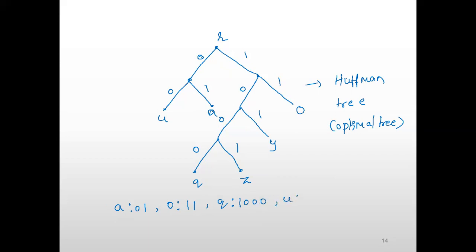And next we have U. U can be reached by starting with the root, 0, 0. So the code for U is 00. Next we have Y. Y can be reached from the root by 1, 0, 1. Hence the code for Y is 101. Finally we are left with Z. So how can we reach Z? Start with the root 1, 0, 0, 1. Hence the code for Z is 1001. So these are all the prefix codes we are getting for the corresponding labels.